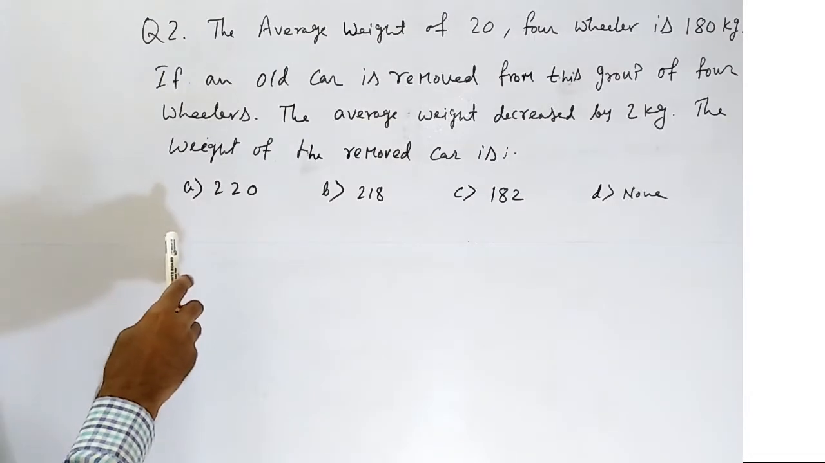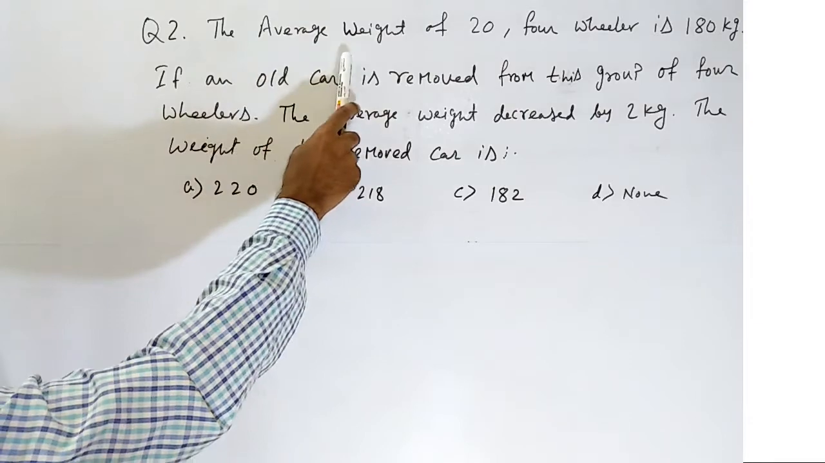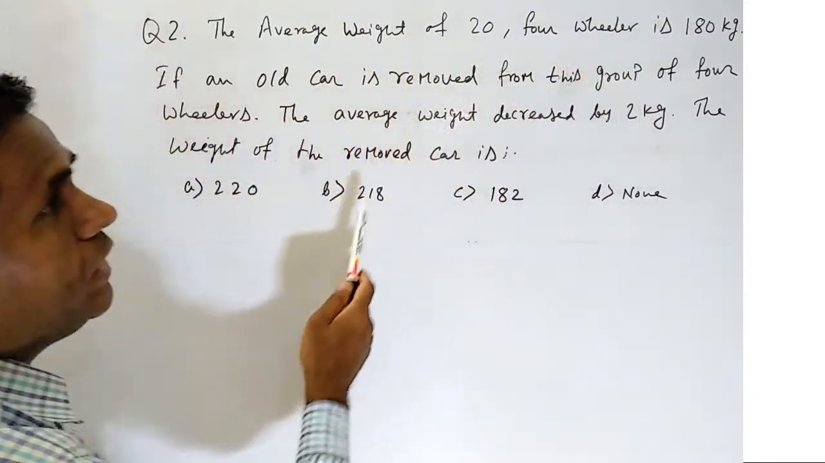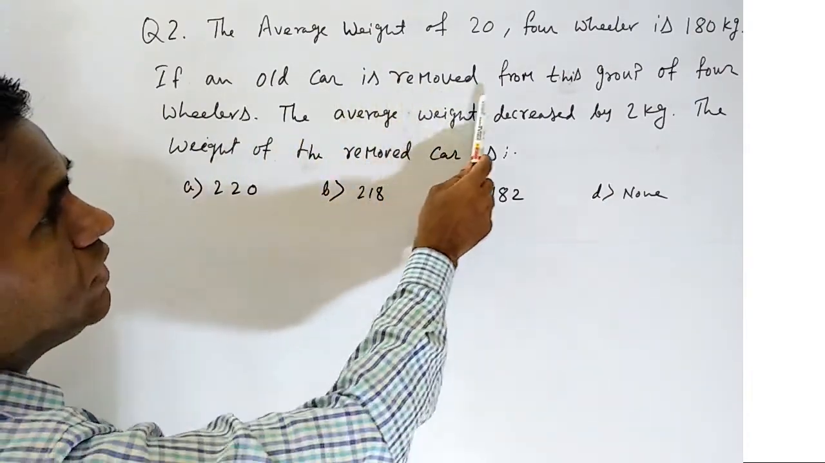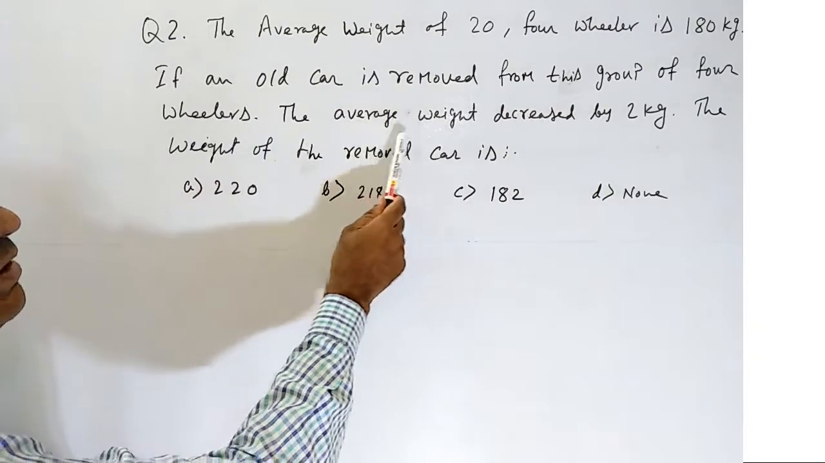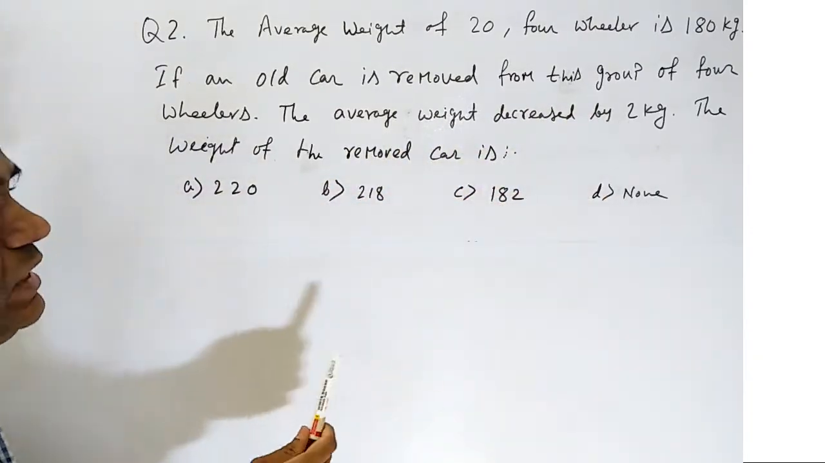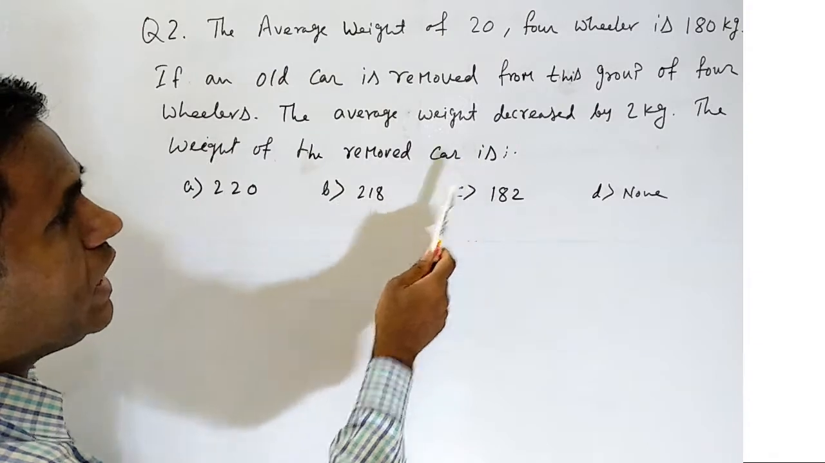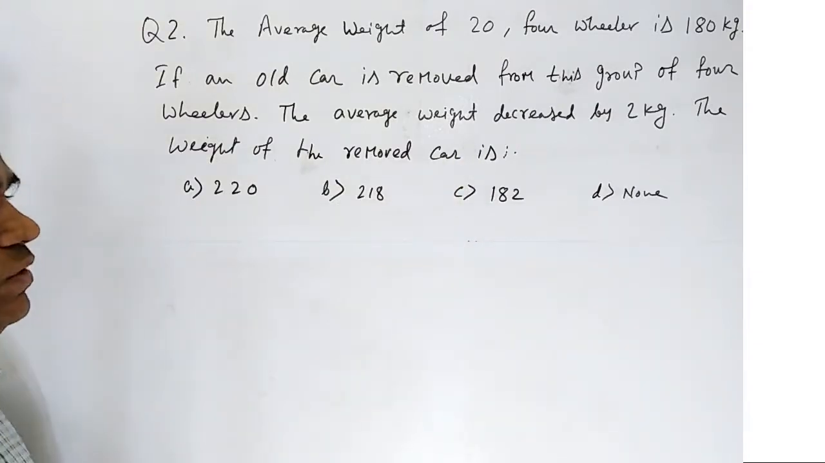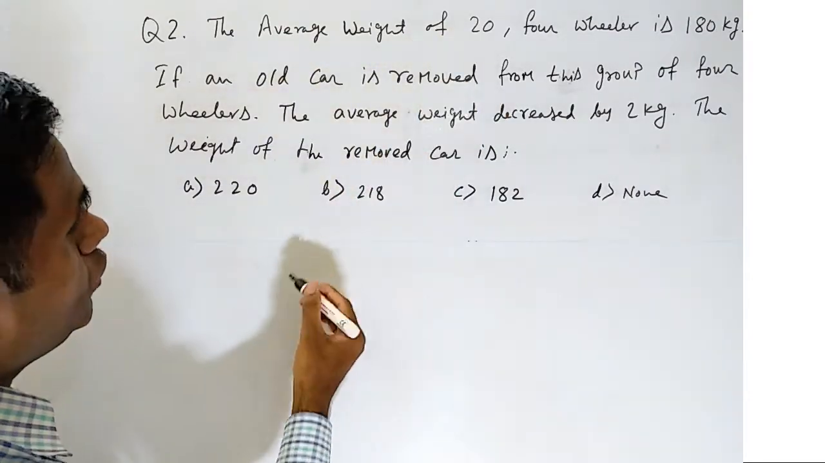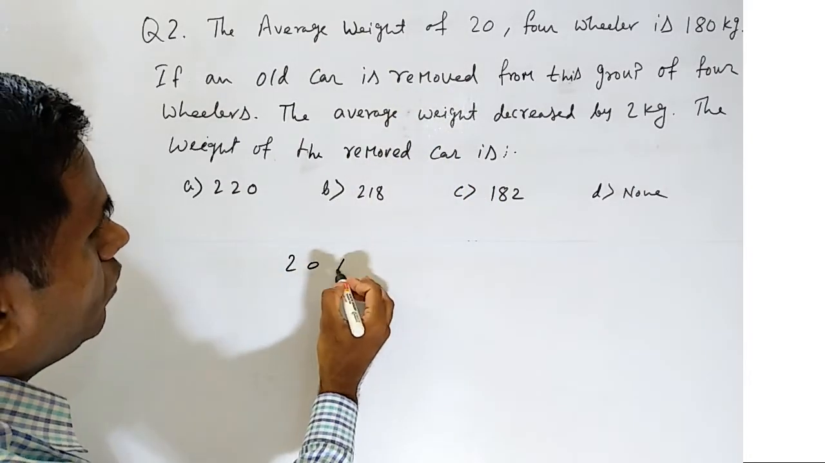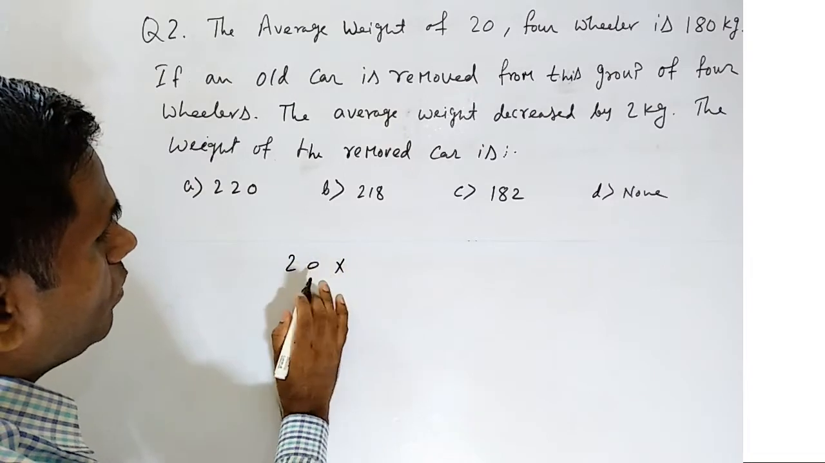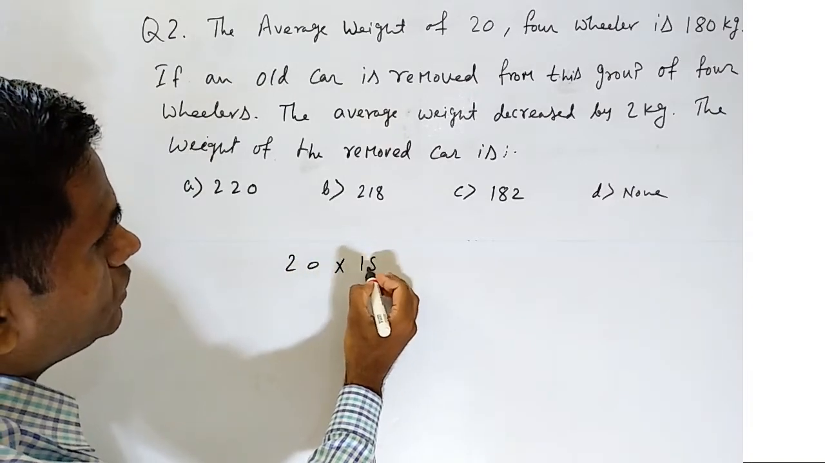So here is our second question, friends. In this question, it says the average weight of 24 wheelers is 180 kg. If an old car is removed, here we are removing from this group of 4 wheelers, the average weight is decreased by 2 kg. The weight is decreasing. So what is the weight of the car which is removed? If we solve using the old method, we can say 20 cars, average weight is 180 kg. So what is the total weight? The count into the average 180.